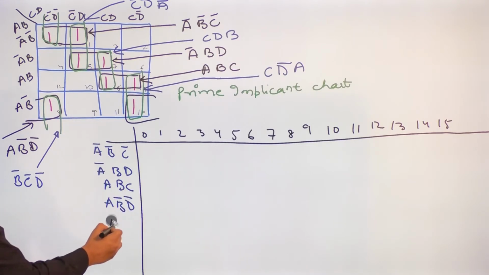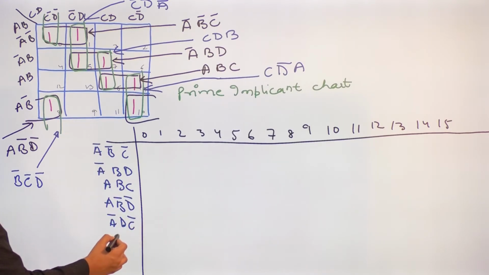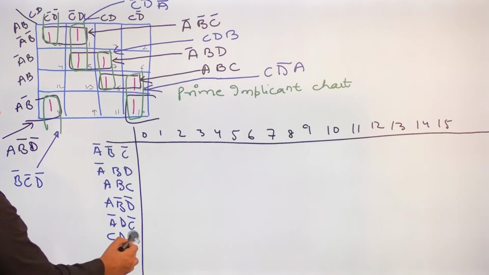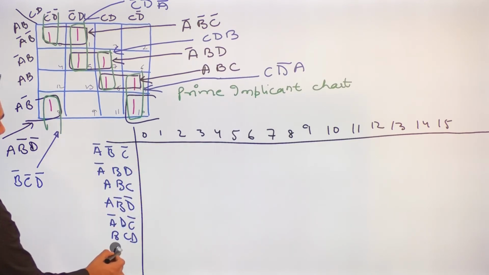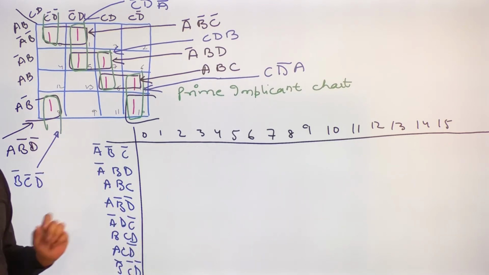We have A complement, D and C complement, and then we have C, D and B, or you can say B, C, D. Then we have A, C and D complement, and then we have B complement, C complement and D complement. So I've written all of them like this.